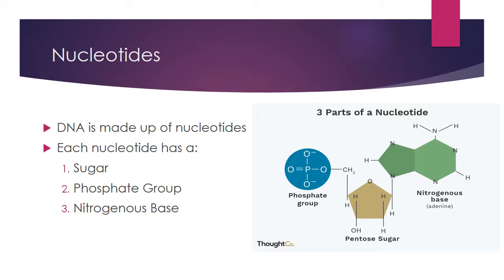DNA is made up of molecules called nucleotides. Nucleotides are made up of sugar, a phosphate group, and a nitrogenous base, such as adenine, which is shown in the picture, and also guanine, cytosine, and thymine.